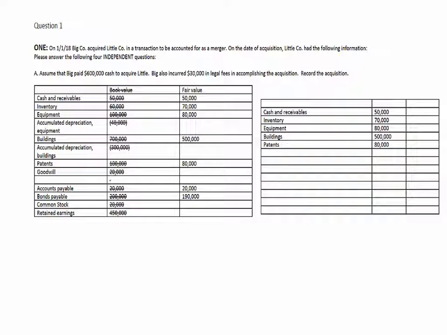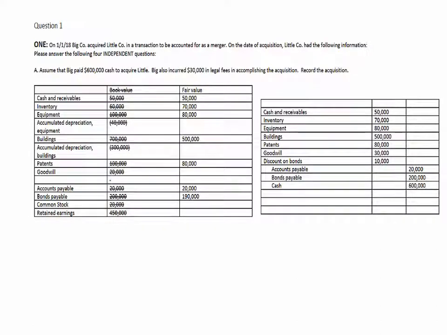So let's go ahead and record this. Again, we're going to go ahead and record the acquisition of all of these various assets. They're going to be recorded at fair value. We also record the assumption of the various liabilities, and the only thing that really bears mention here is that the bonds payable account itself is of course recorded at face value. The difference between the face value and the fair value is in this case a $10,000 discount. We record that $30,000 of goodwill that we computed, and we record the payment of $600,000.